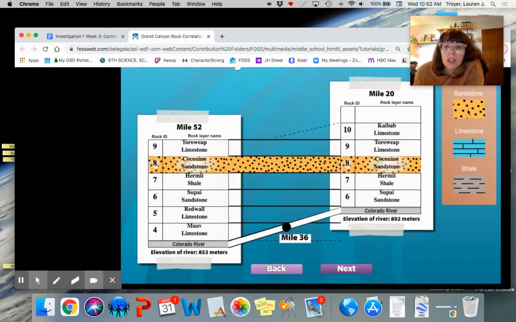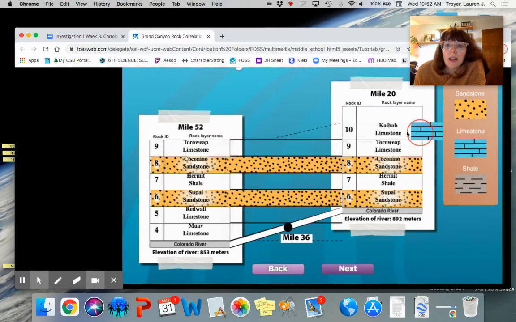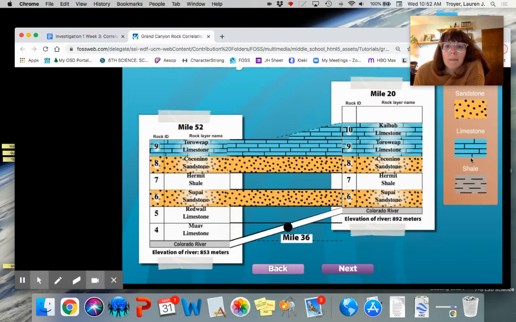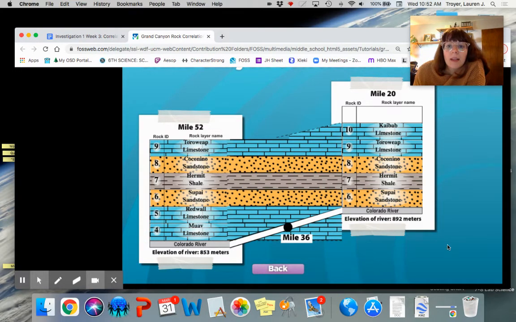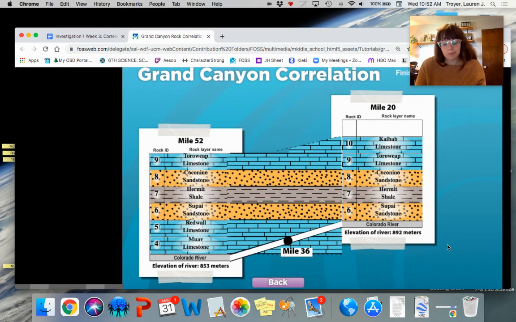Sandstone looks like a cheetah print. Really, it's like big dots. Limestone looks like bricks. And shale looks like flat slats. And that's it. Now you'll take your screenshot.